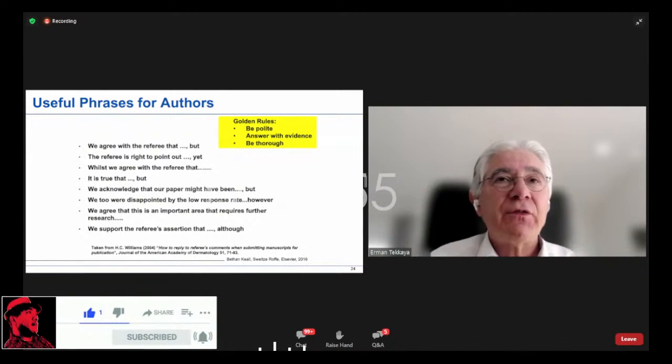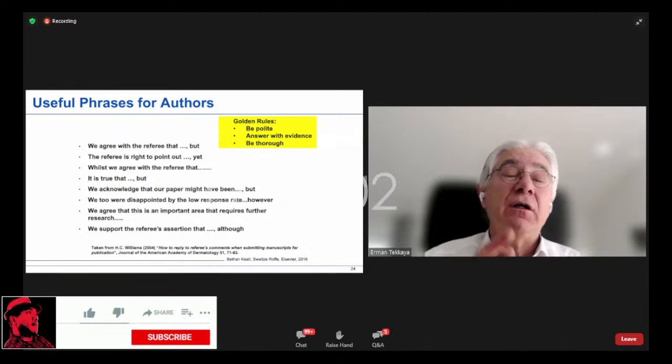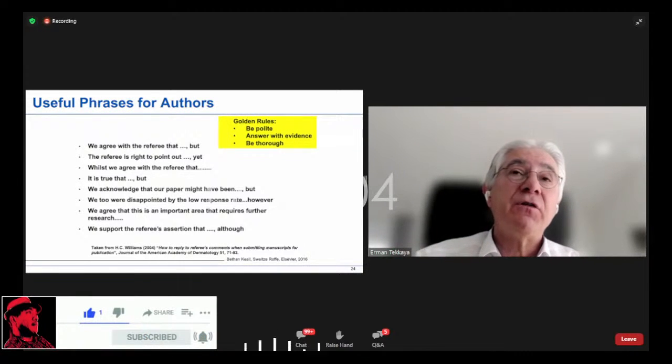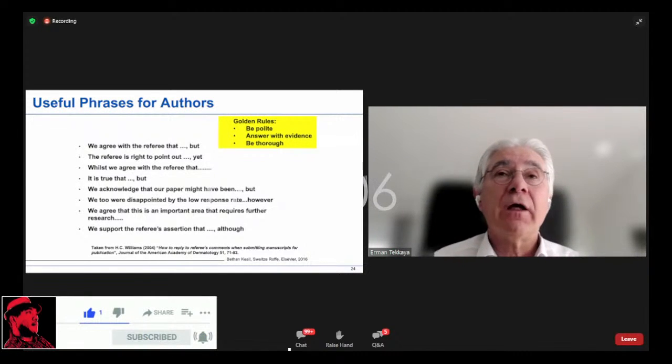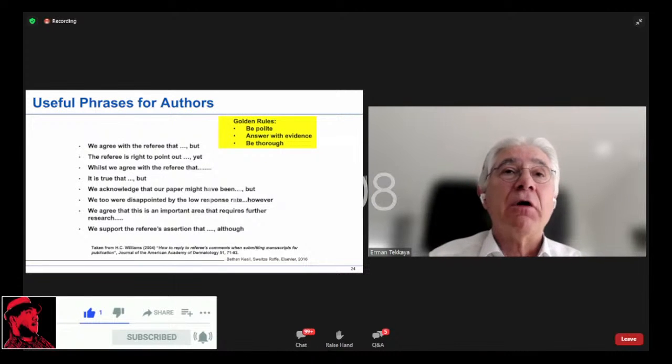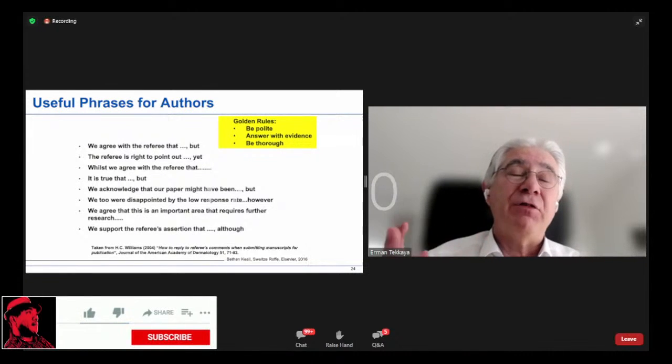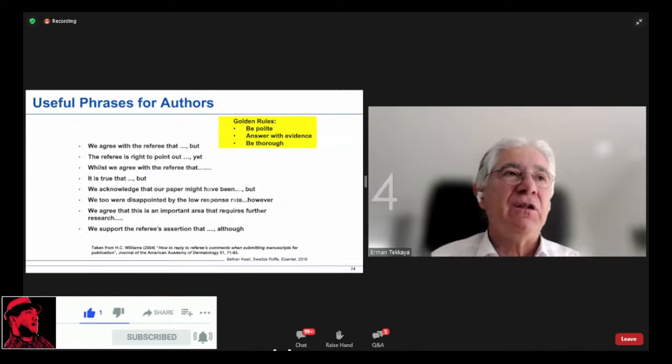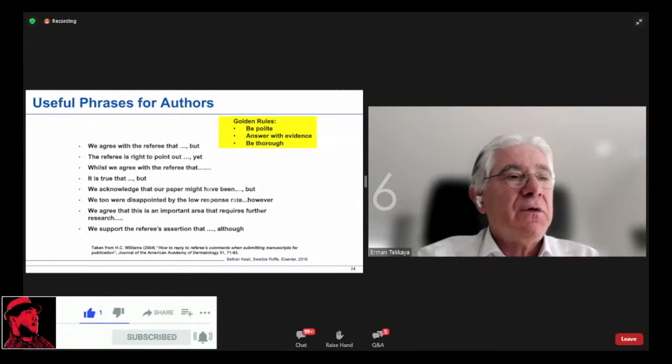You should not give your belief and say, I believe it's correct. Even if the reviewer says there is evidence in this paper that this doesn't work, you cannot say, oh, I believe it's correct. That's not enough. You have to give evidence. And you should be thorough. You should give everything in detail. So here are some statements.